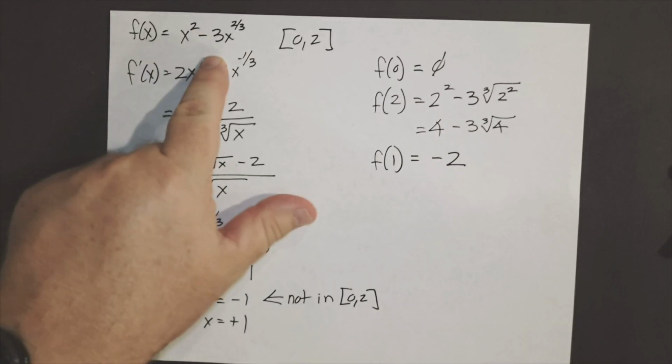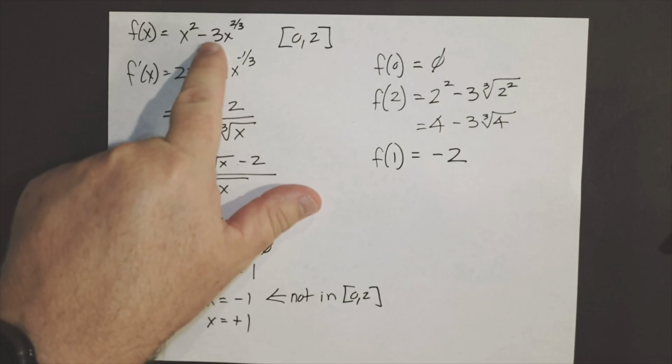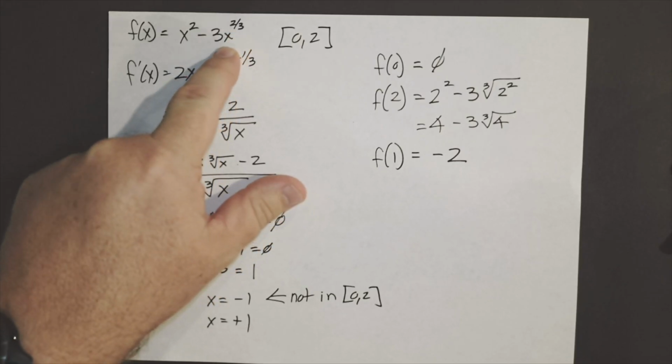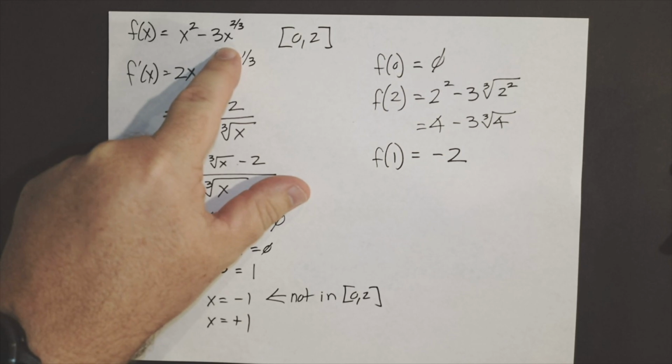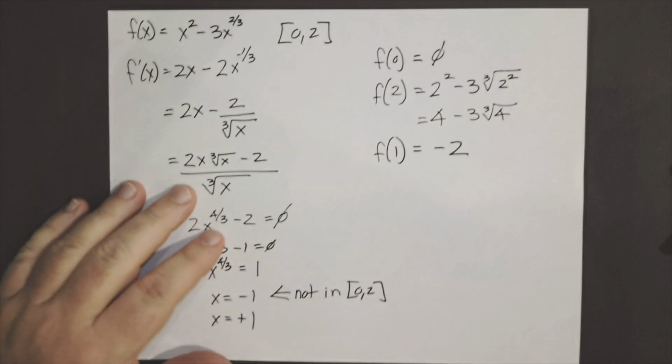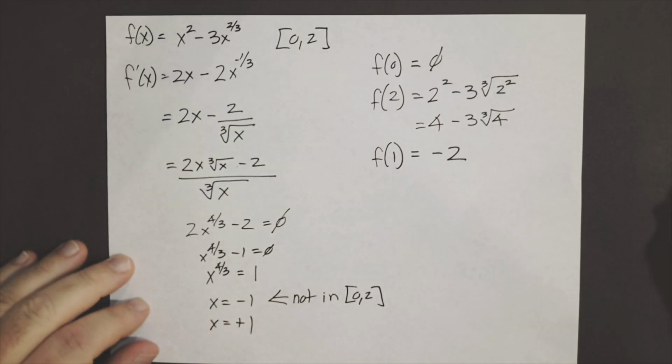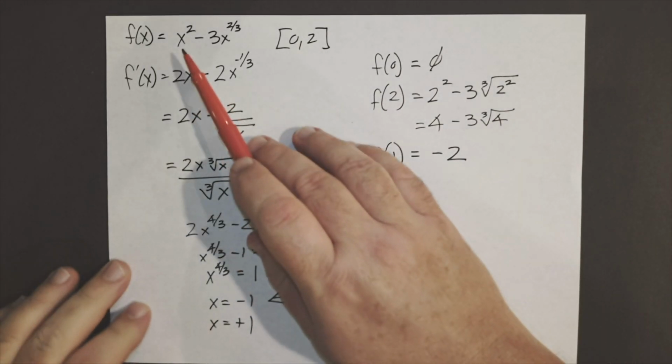Here we have our function, x squared minus 3x to the 2/3. Ooh, well, remember 2/3 is the cube root of x squared. So hopefully that's not going to give us too much grief. And here's our interval, 0 to 2. Step 1, take the derivative. Well, you know how to do this.